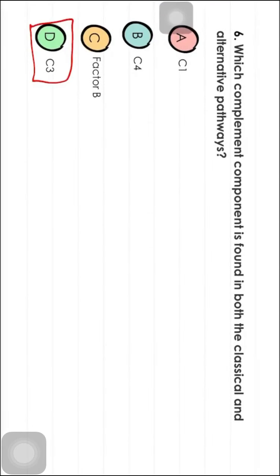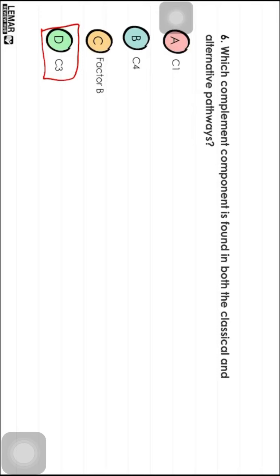Number 6, which complement component is found in both the classical and alternative pathway? We have letter A, C1; B, C4; C, factor B; and letter D, C3. So for number 6, the answer is C3. C3 is present in the plasma in the largest quantities. Fixation of C3 is the major quantitative reaction of the complement cascade.